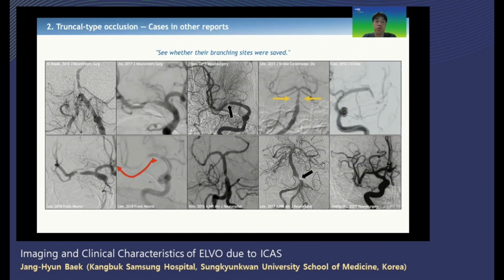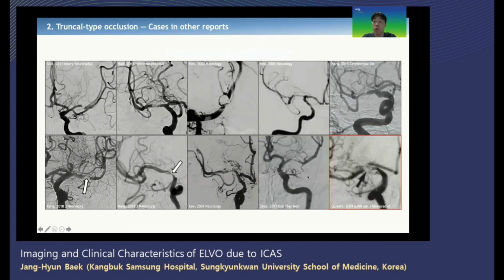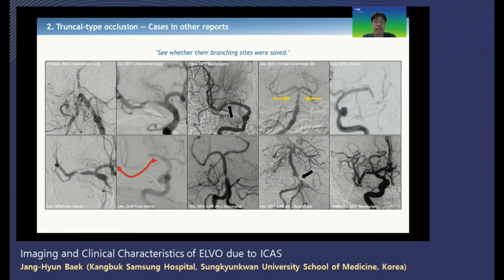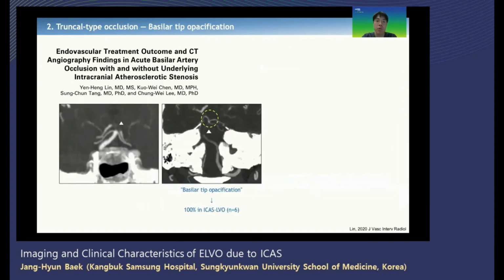These are some illustrations from articles reporting cases with ICAS AF. Please see how about the bifurcation site. I think only one case does not go with us like this, but all examples have an intact bifurcation site, and most of the cases reported in previous articles were truncal type occlusions. A similar concept was also reported by different groups.